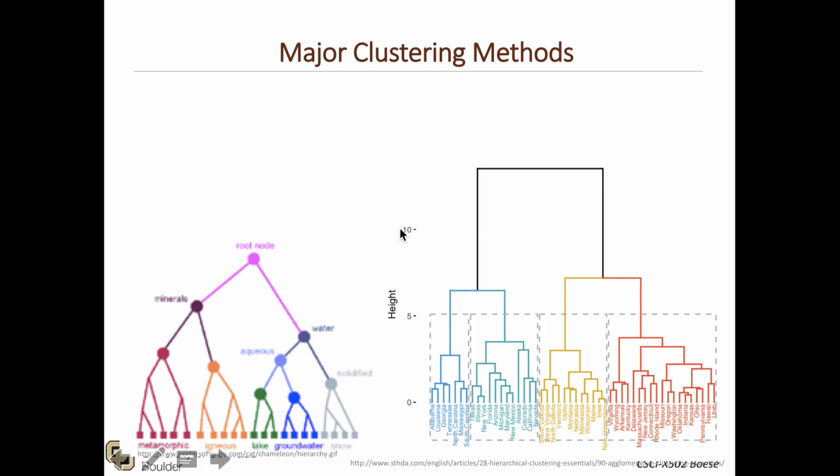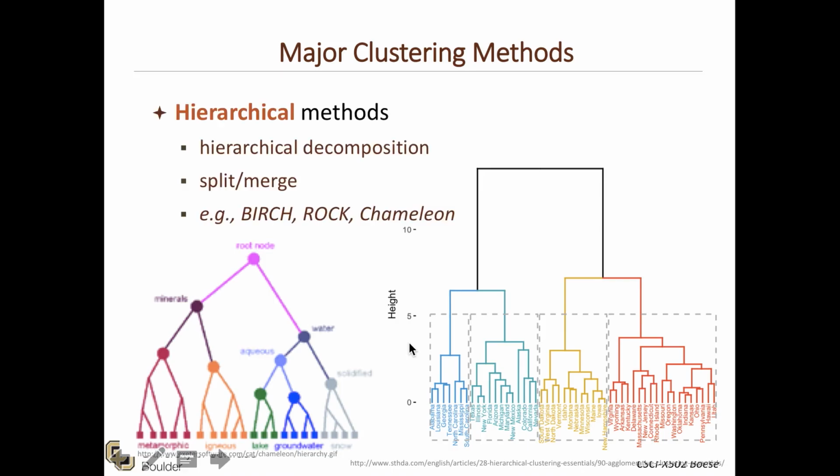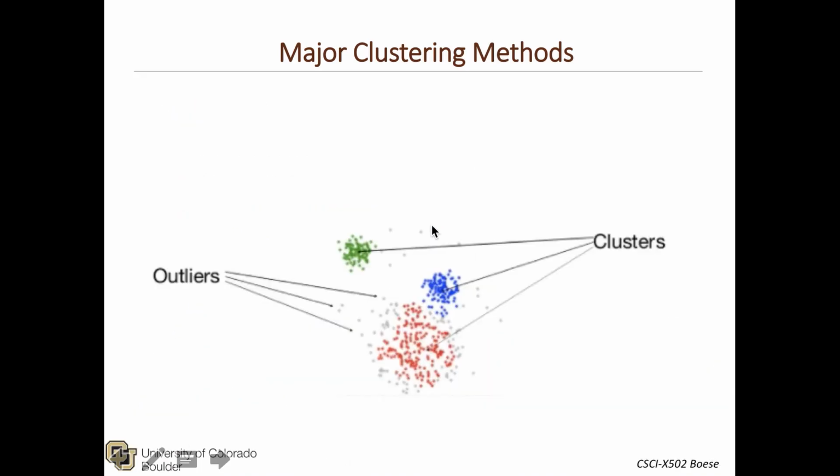And so with hierarchical, you don't necessarily have to define the number of clusters you're going to have up front, which is nice. You can do it based on a threshold. When you hit a certain threshold similarity, you can stop. And so we'll look at BIRCH and Chameleon as examples here.